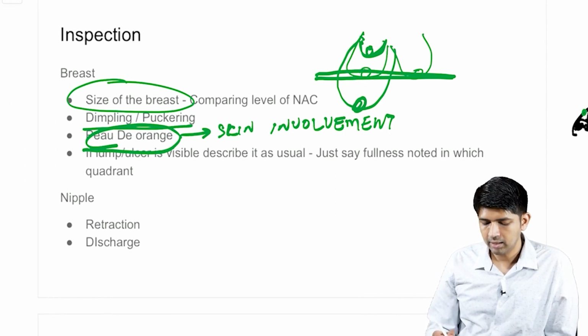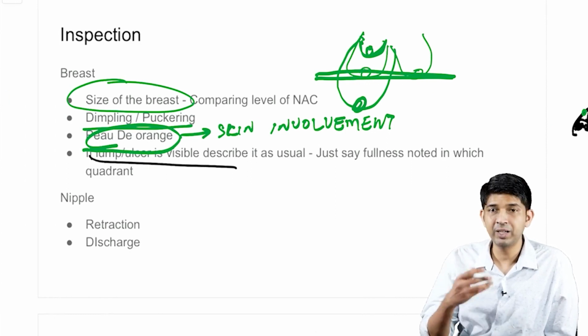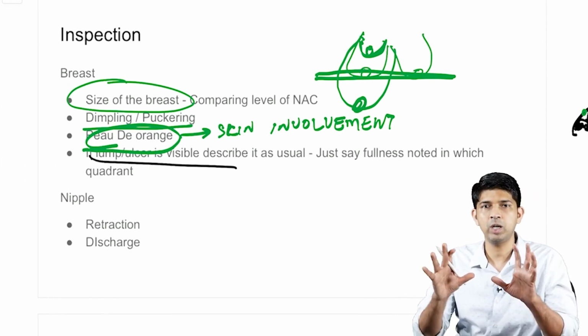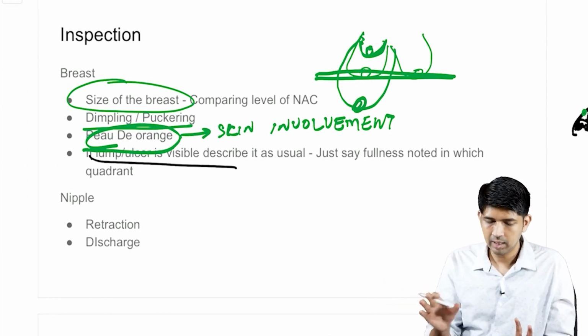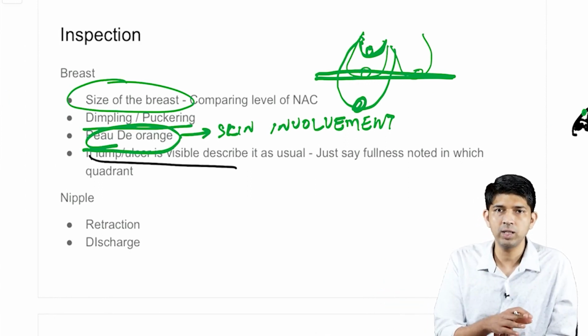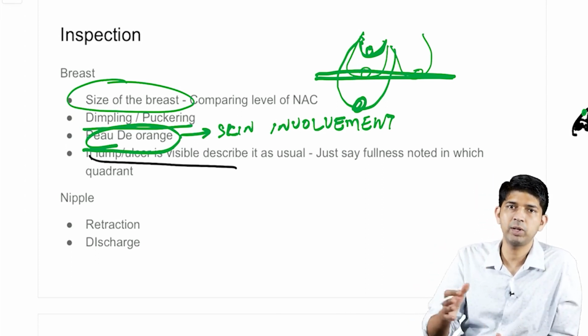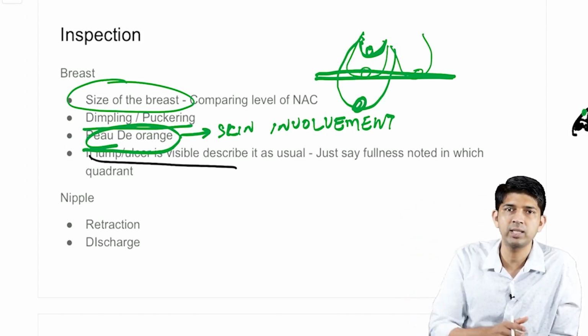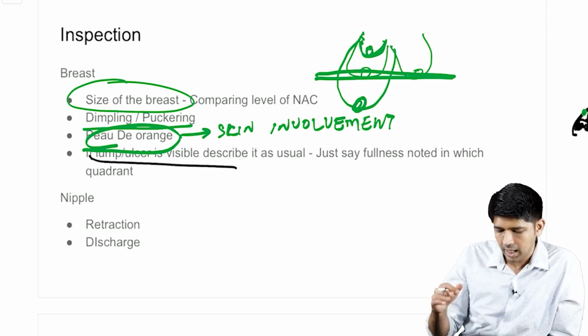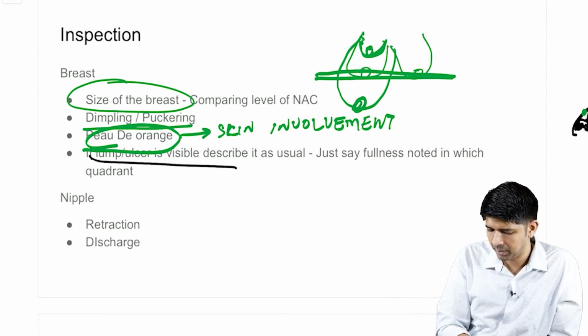And finally, you're going to talk about the lump if it is visible. So far we have only talked about the size of the breast, then if there is any dimpling or puckering or peau d'orange. Now, if you can obviously see a lump, describe the lump. Otherwise you can just say I've noticed a fullness in the upper outer quadrant or something like that, and then describe it better in palpation.